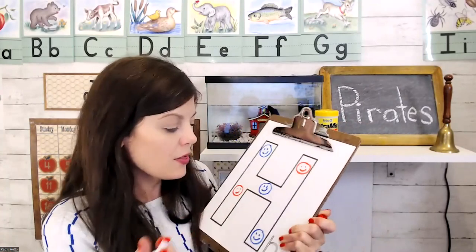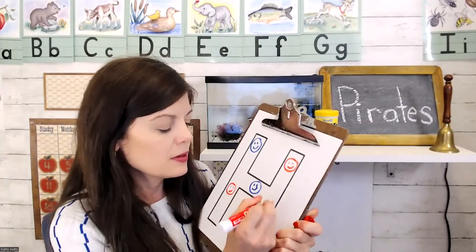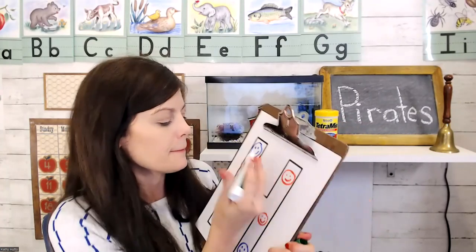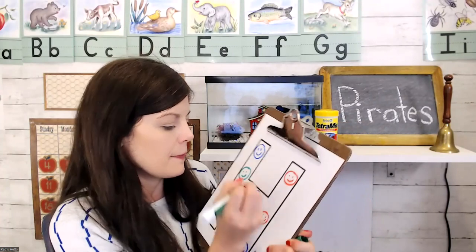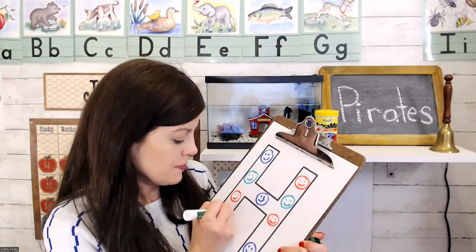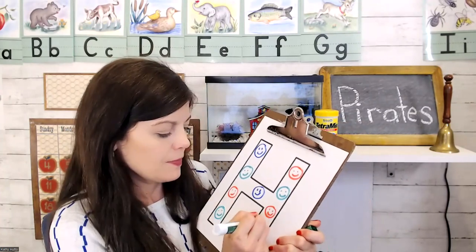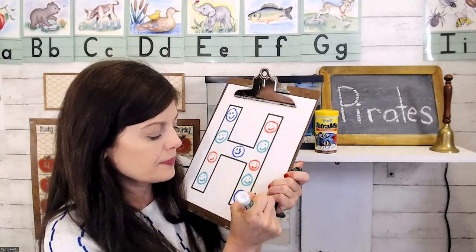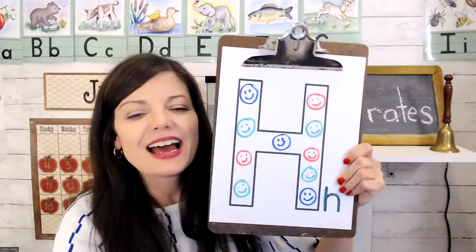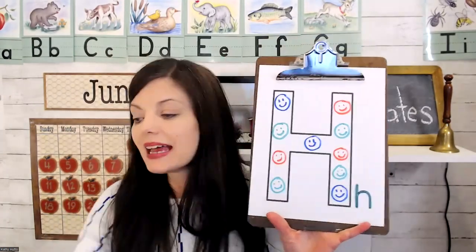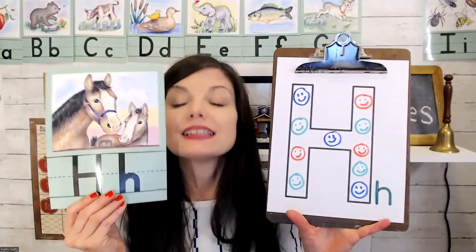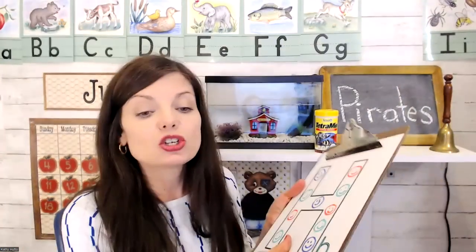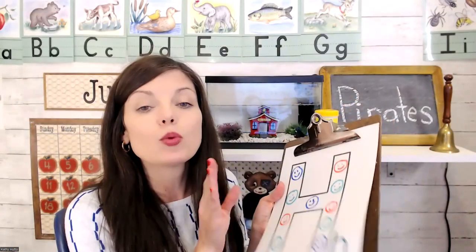You can make them all the same color if you'd like. Or you can use different colors like me. That's up to you. And there's the little H. So I think I'll just color that. Ta-da! So there is my letter what? Letter H. And now that we can recognize it, turn over on the back of this sheet and we'll practice writing it.